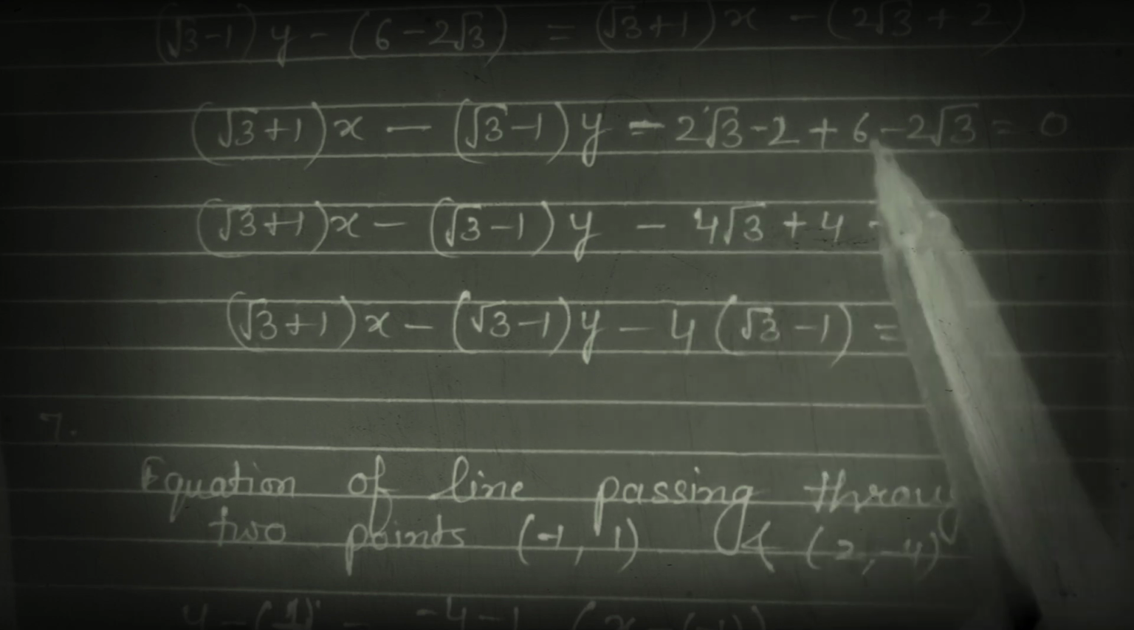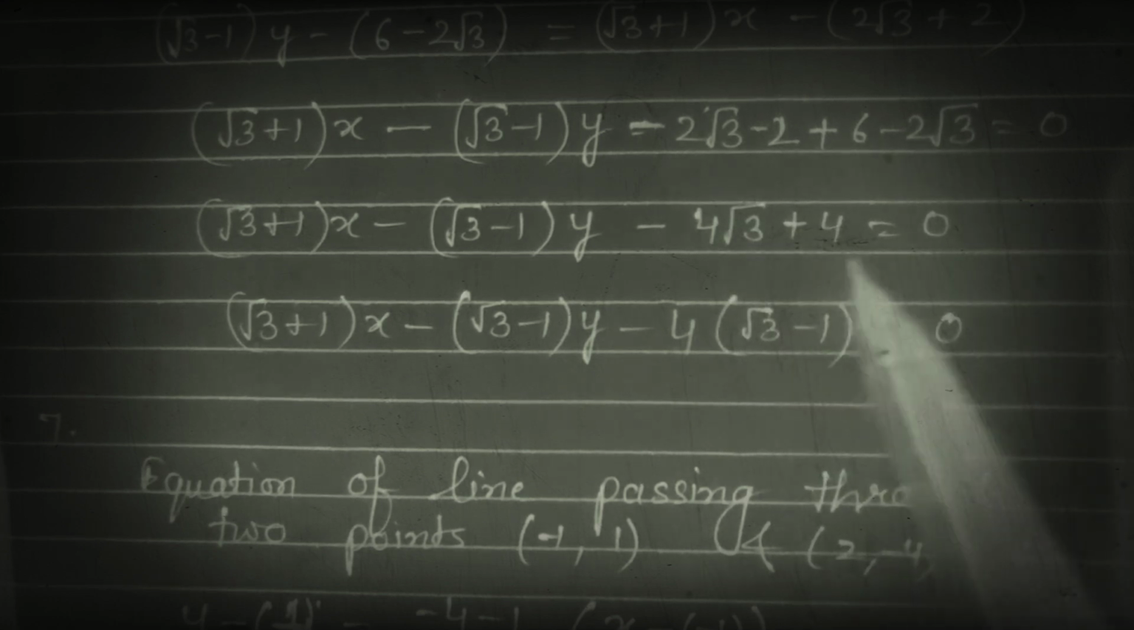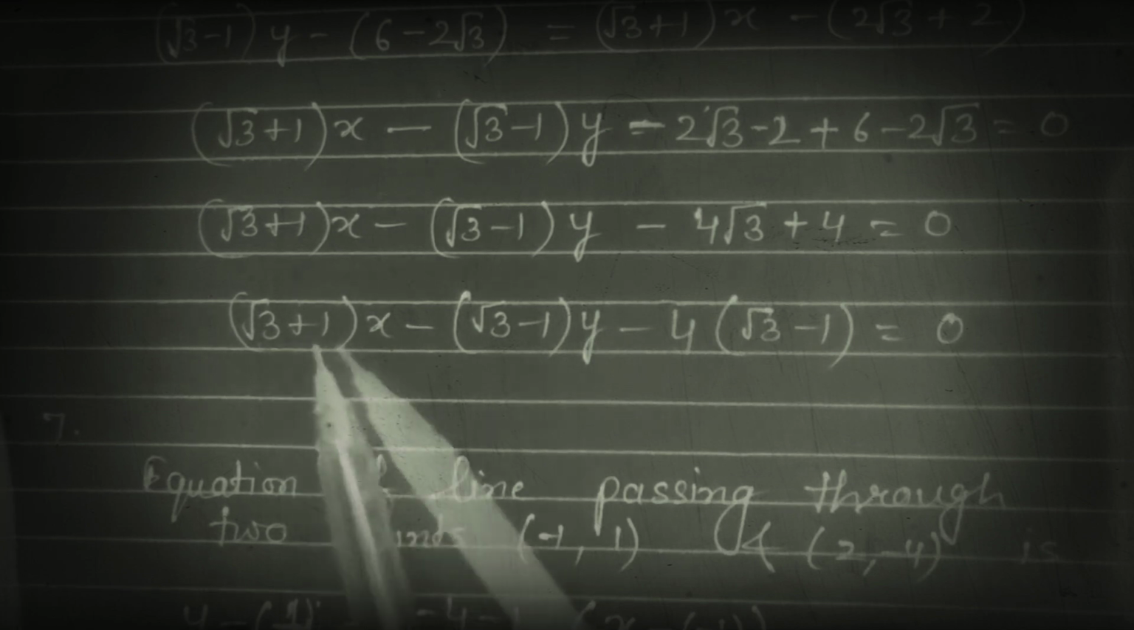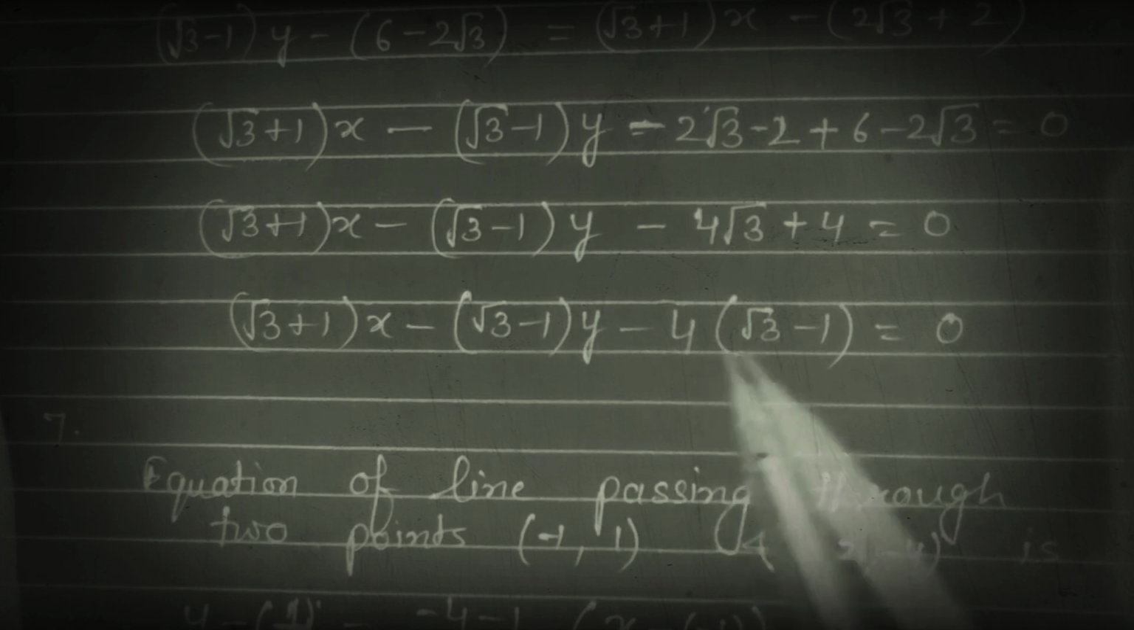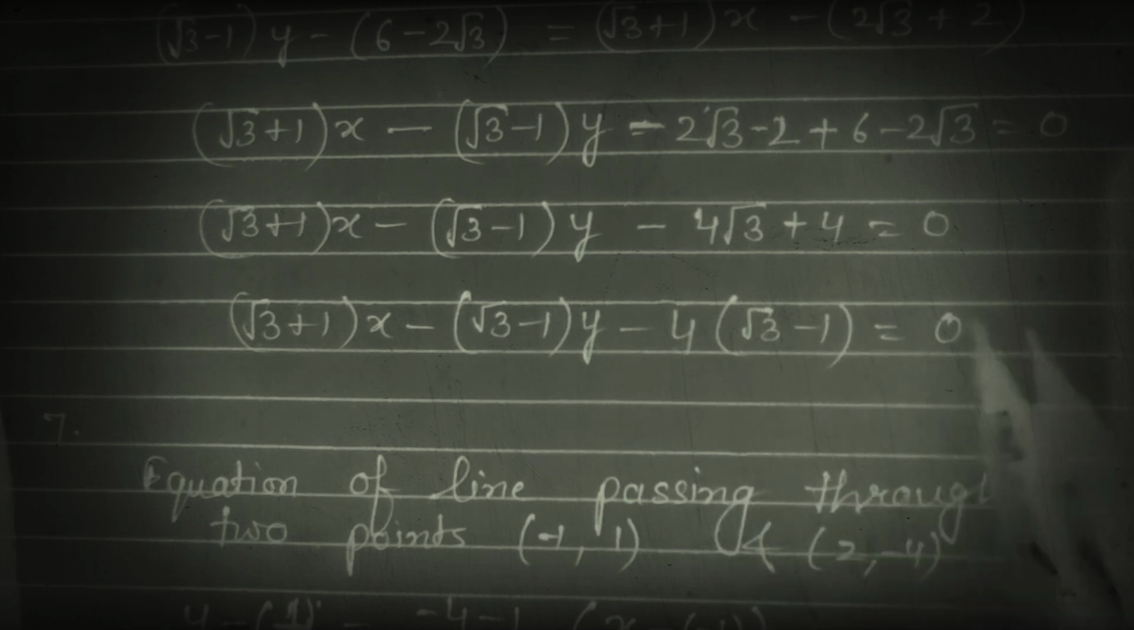So it is 4 root 3 and 6 minus 2, it is 4. Then equation of line is (root 3 plus 1) into x minus (root 3 minus 1) into y minus (4 root 3 minus 1) is equal to 0. This is the required equation of line.